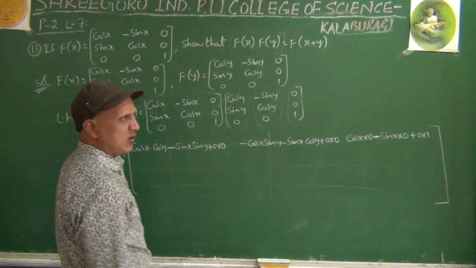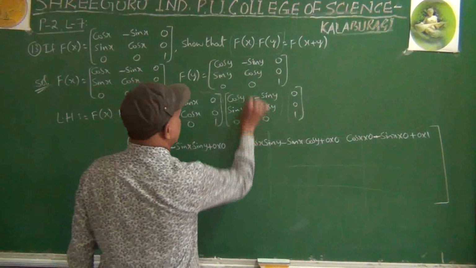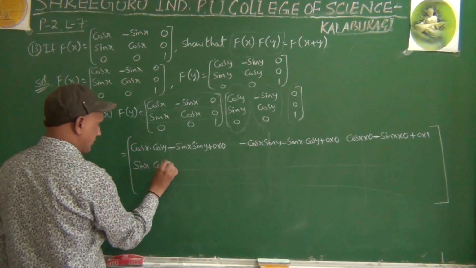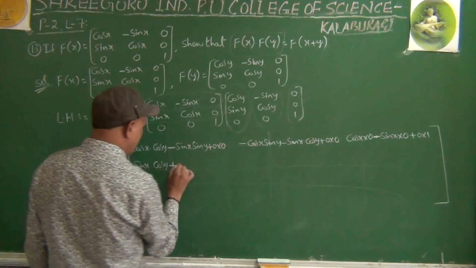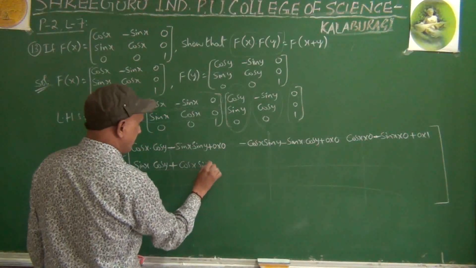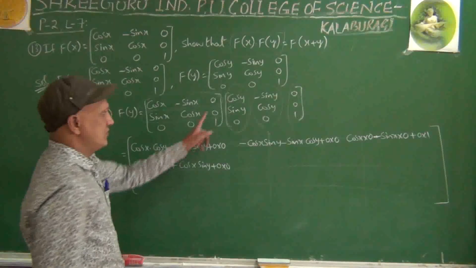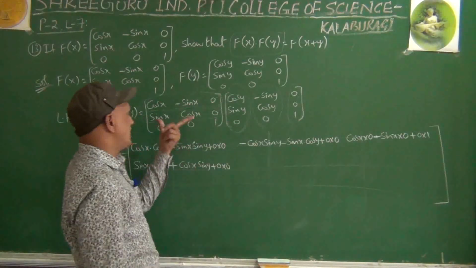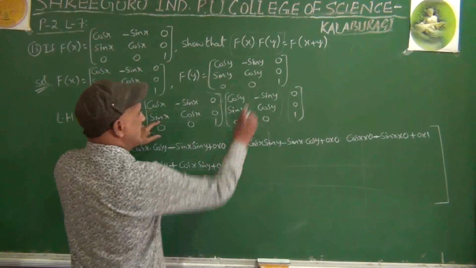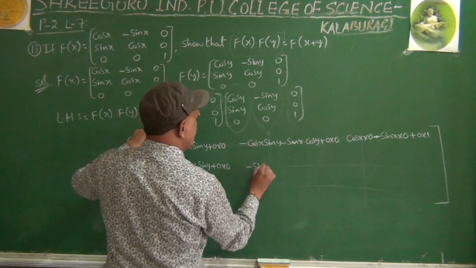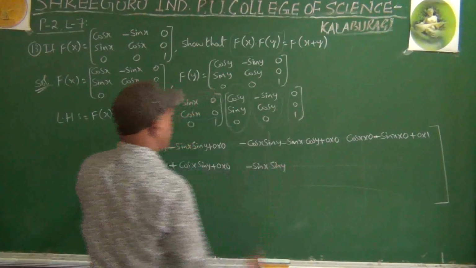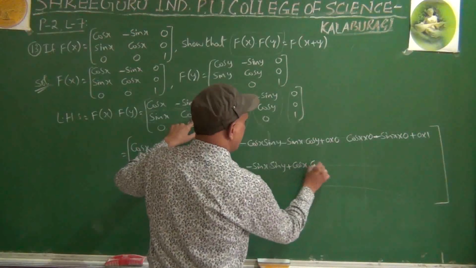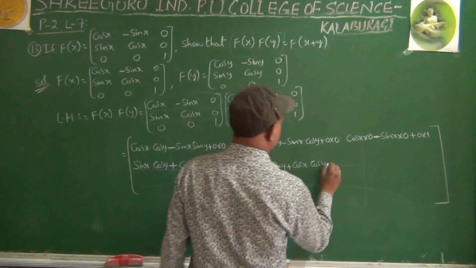Next, this is second row, first column. Sin x into cos y plus cos x into sin y plus 0 into 0. Second row, first column. Now, this is second row, second column. Sin x into minus sin y, minus sin x sin y plus cos x into cos y plus 0 into 0.